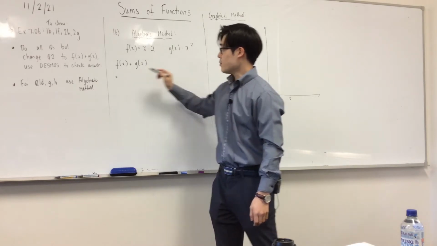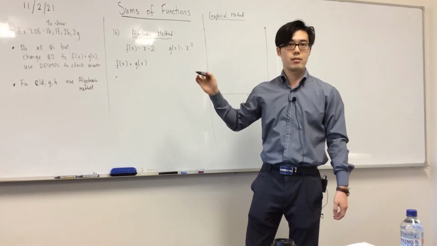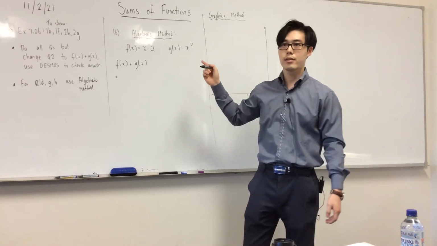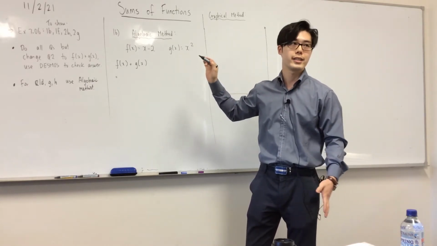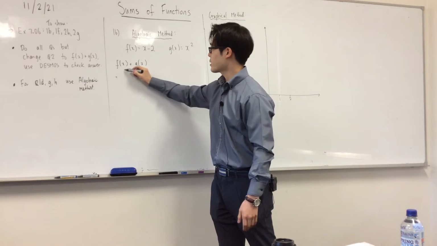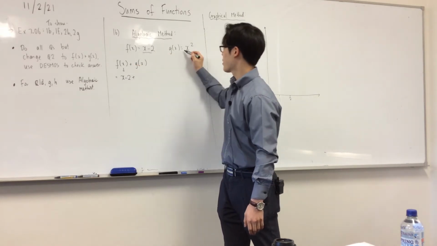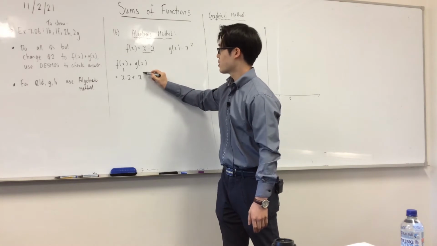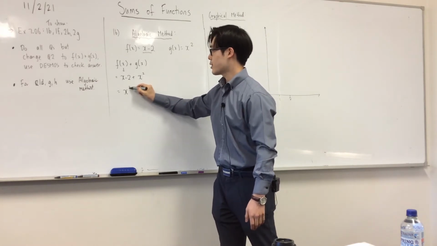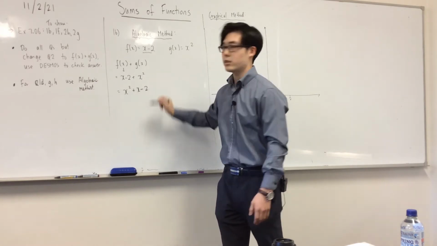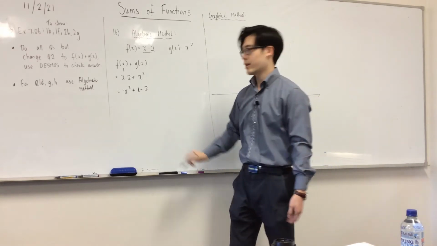Now, because we're given the actual equation, this makes our life so much easier because all they're asking you to do is just add this with that, okay? So really all we need to sketch is x squared plus x minus 2, which is just a parabola, correct? Okay, so let's do that.